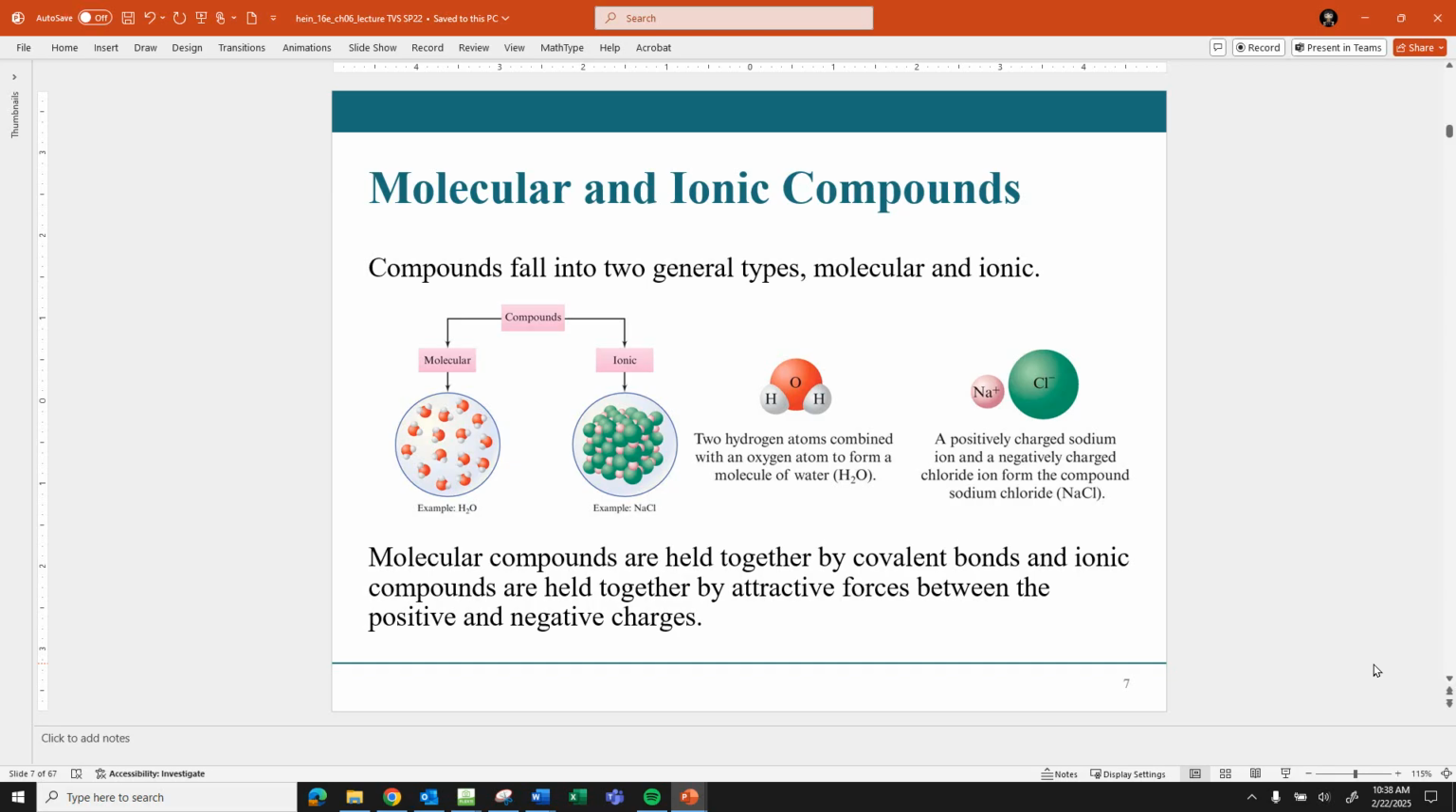Another main difference is that molecular compounds are held together by covalent bonds, where they share valence electrons. They're not transferring valence electrons like you see in ionics. So with molecular, you have the sharing of the valence electrons. In ionic, you have the complete transfer of the valence electrons, which then gives you ions, positive and negative ions.